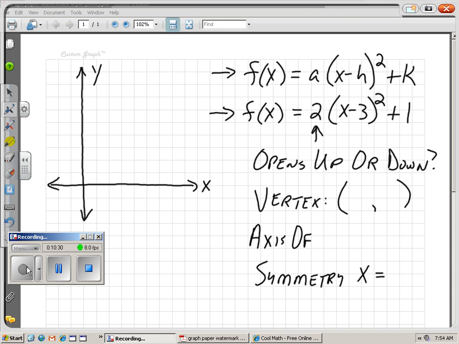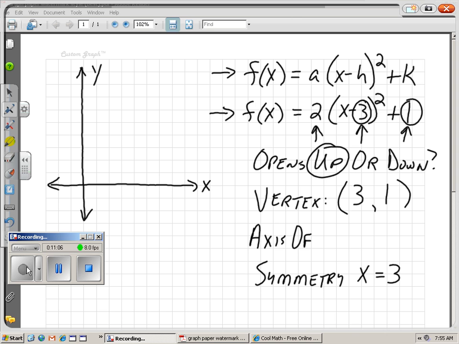So, does it open up or down? You look at that number in front of the parentheses being squared. That's my A. A is positive. It's a positive 2. Positive means it's opening up. The 2 just tells you how skinny or how wide it opens up. My vertex is going to be my H and K. It's going to be the number being subtracted and the number being added, if you want to think of it that way. So my vertex is going to be 3, 1. And finally, my axis of symmetry is going to be x equals h. What was my h again? My h was 3. So that tells us a whole lot of information.